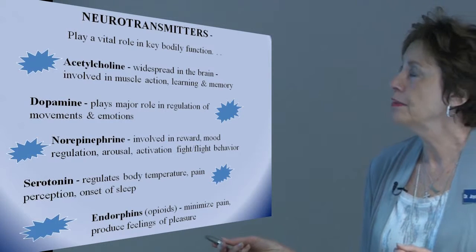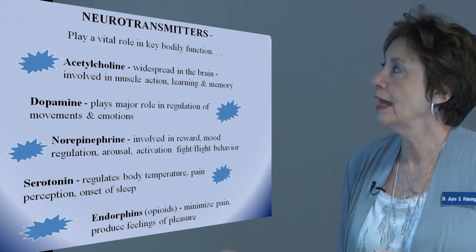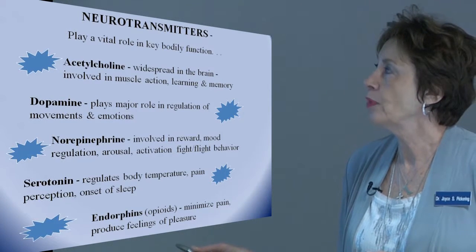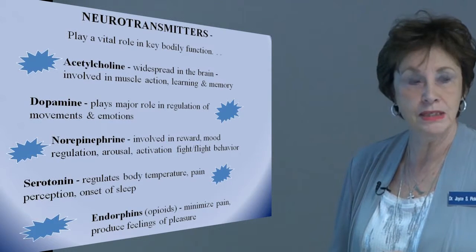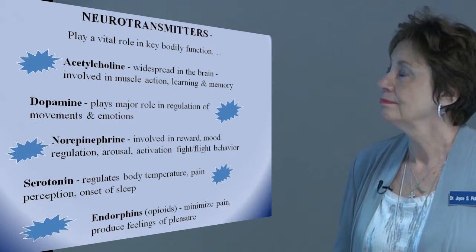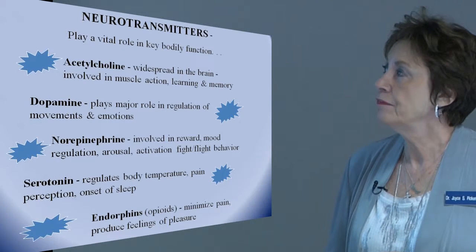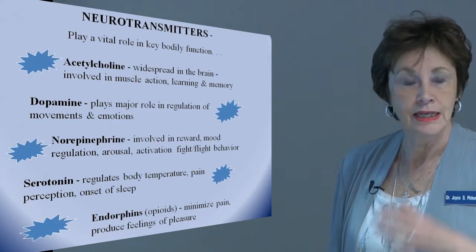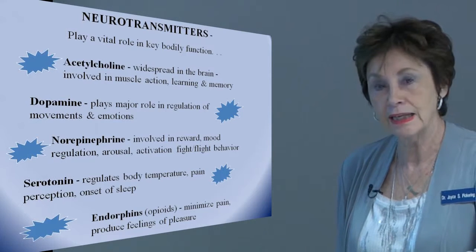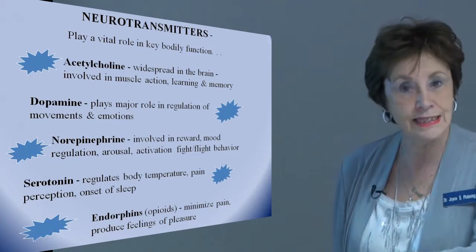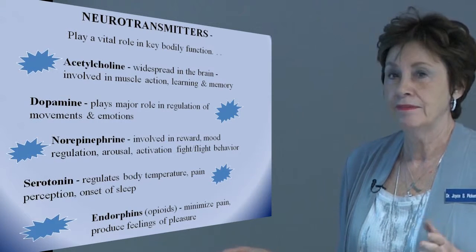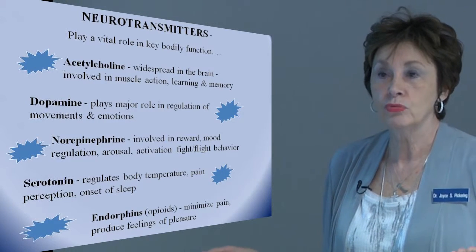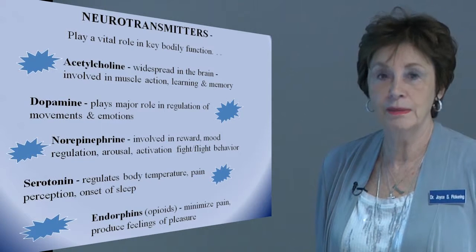Acetylcholine is widespread in the brain. It's involved in muscle action, learning, and memory. And learning and memory are enhanced with muscle action. And so if this chemical is not releasing appropriately, in the right amount, in the right sequence in the brain, you may have a child with real difficulty with working memory.